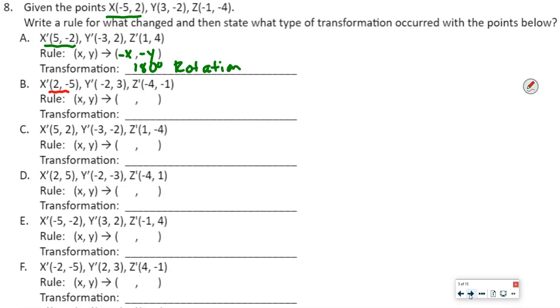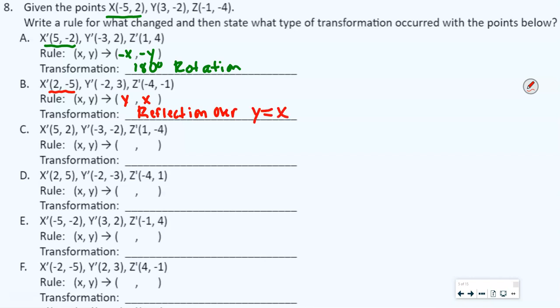Then again, we've got this one right here and the -5, -2. So they switched. You notice that? So it's y, x. Did either one of them change signs? Nope. So it's just y, x. So this one is a reflection. Remember, if they just flip, it's a reflection over the line y equals x.